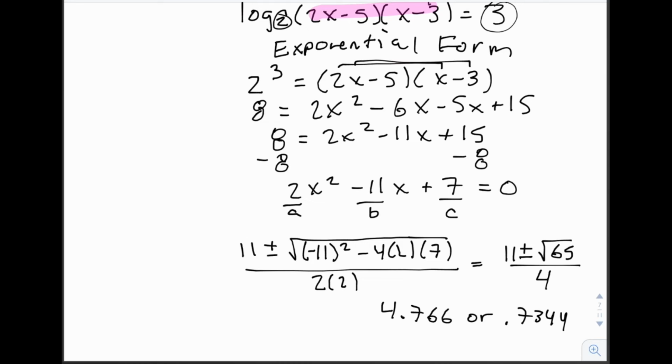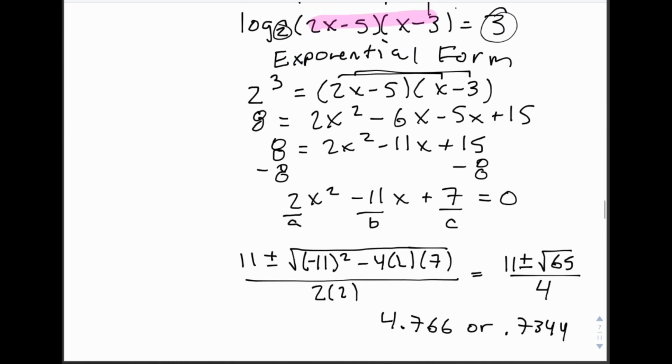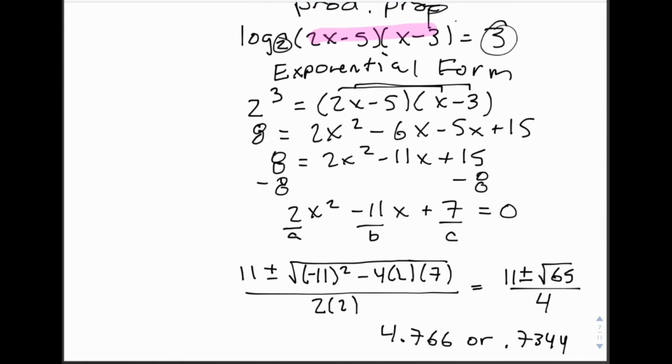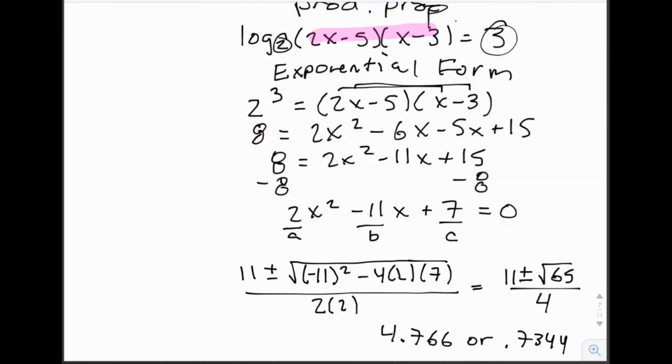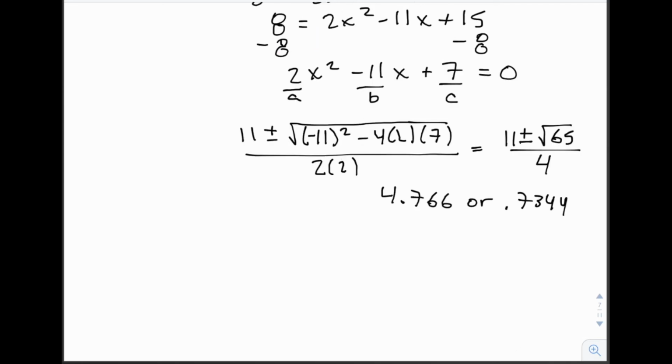So again, we need to go ahead and check to make sure that we don't have any negatives in our log arguments. So let's go ahead and check. We want to plug these values back into our original and check to make sure that there are no negative arguments for our logs. So you'd plug it in right there. All right, let's go ahead and check our arguments real quick.